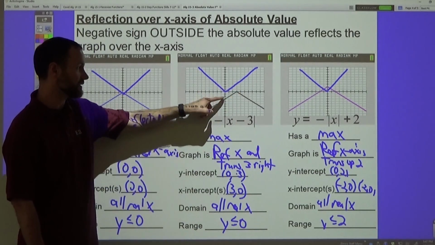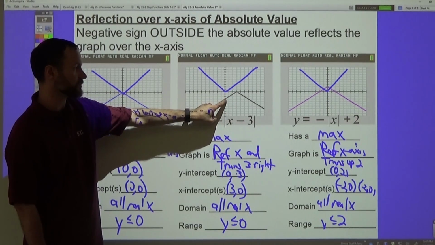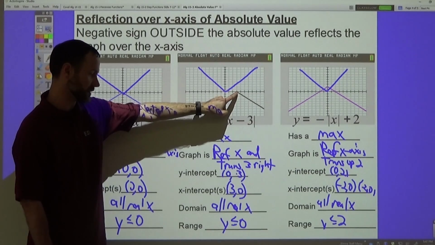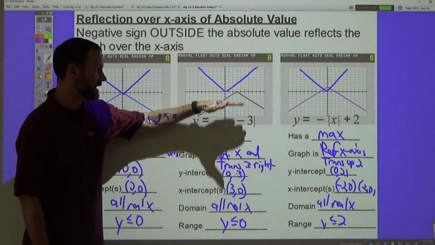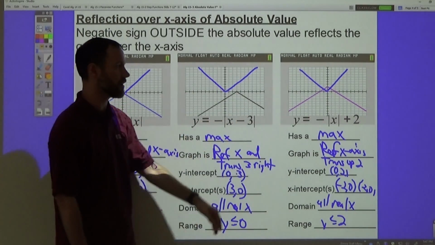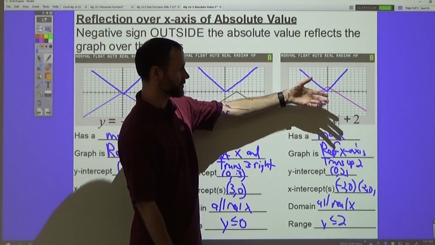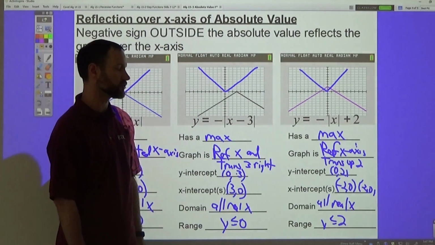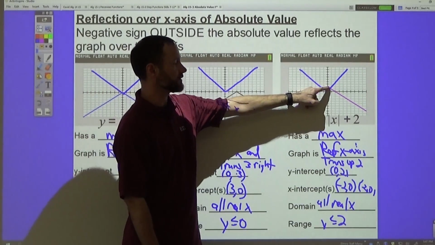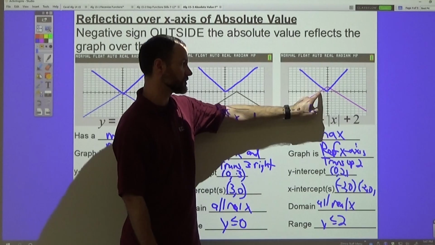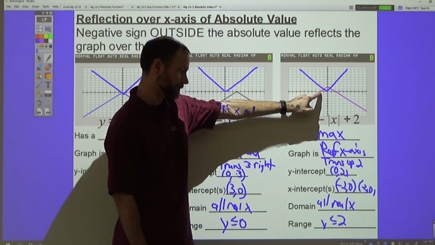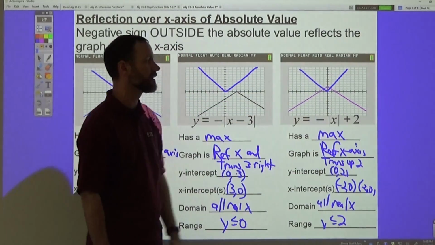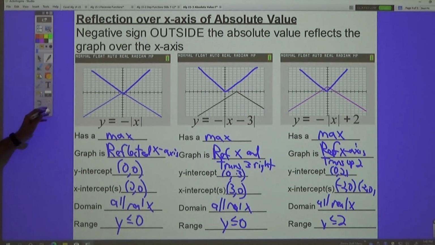So the y-intercept, where it crosses the y-axis, is right here, 0, negative 3. Our x-intercept is right here at 3, 0. All real x going both ways, and everything less than or equal to 0 is your range. Here we're doing a reflection, but then we're sliding it up 2. So it's a reflection over the x-axis and a translation up 2. The y-intercept is 0, 2. The x-intercepts are 2, 0, and negative 2, 0. All real x because it goes forever in both directions, and the range is everything that's less than or equal to 2.